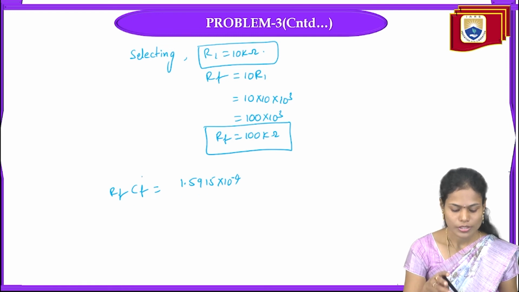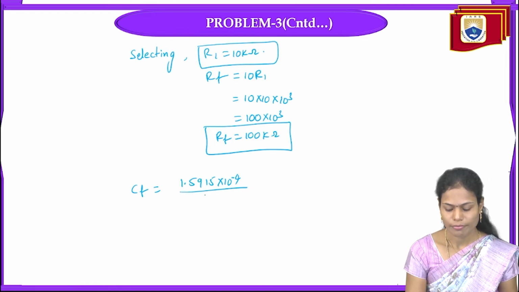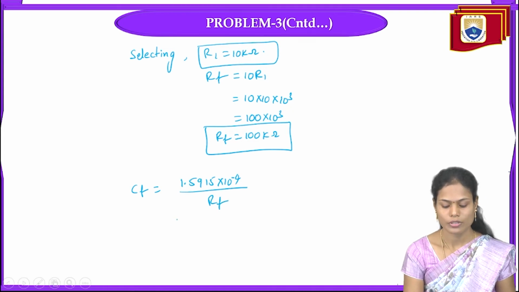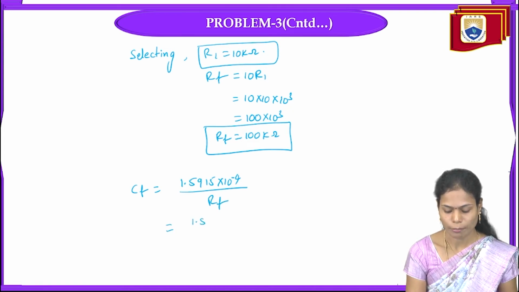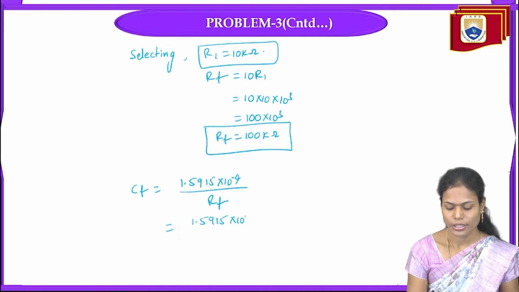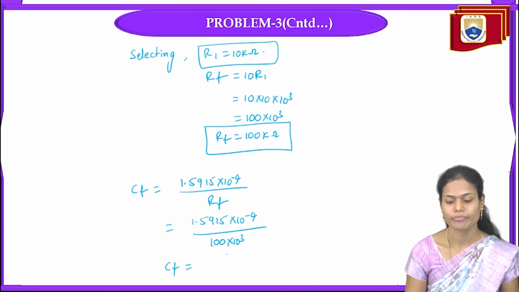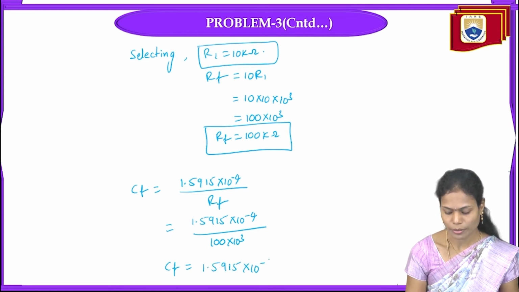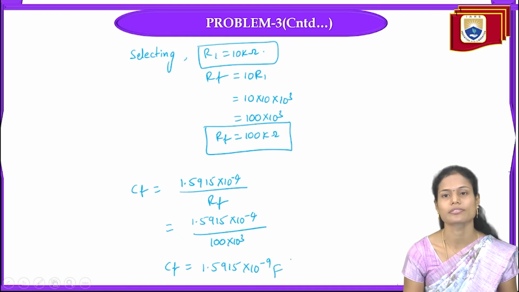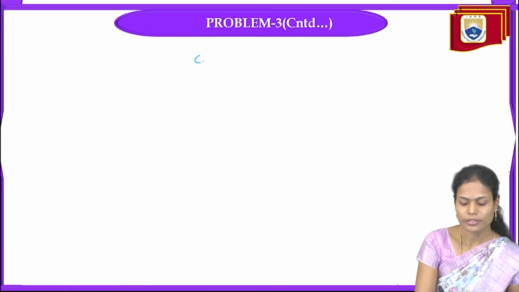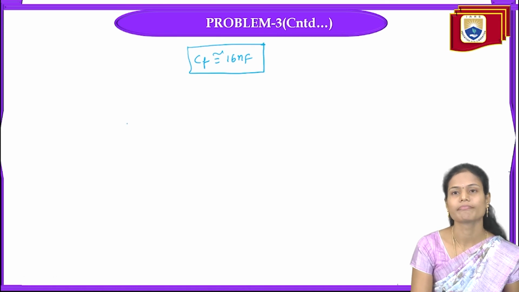So this RF, I am writing here. Now, substitute the value of RF here: 1.5915 into 10 power minus 4 divided by 100 kilo ohms. So the CF value after simplification, we will get as 1.5915 into 10 power minus 9 farads. So approximately I can write this CF value as 16 nanofarads. Why? Because 10 power minus 9 is there.